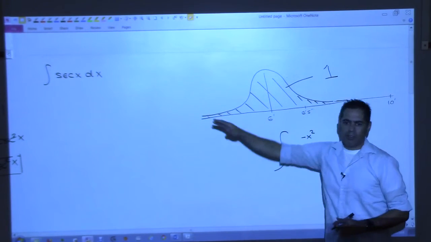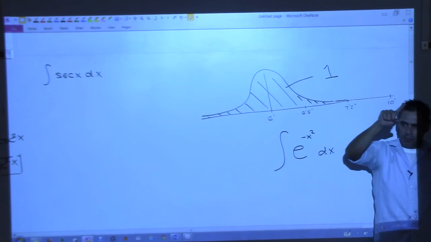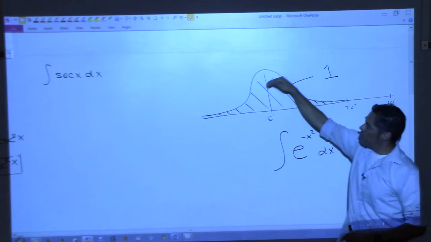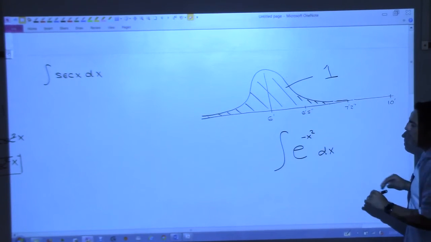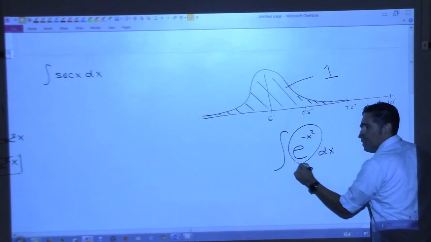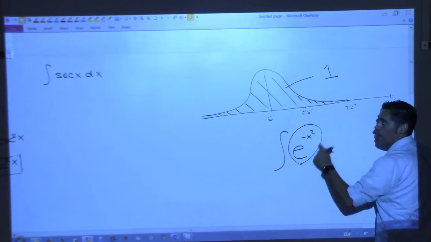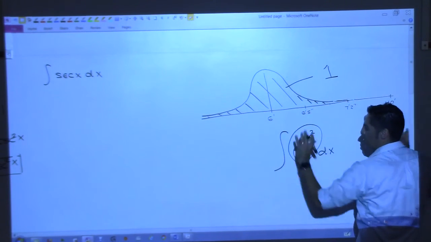Any probability distribution function must have a total area of 1. Turns out that the standard normal probability distribution involves this function. And so when we integrate it, we need to get 1 on the entire number line, which we haven't talked about.